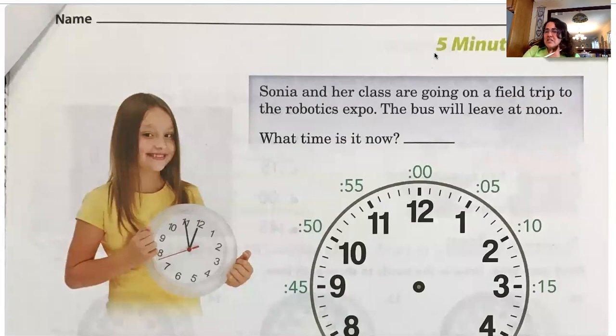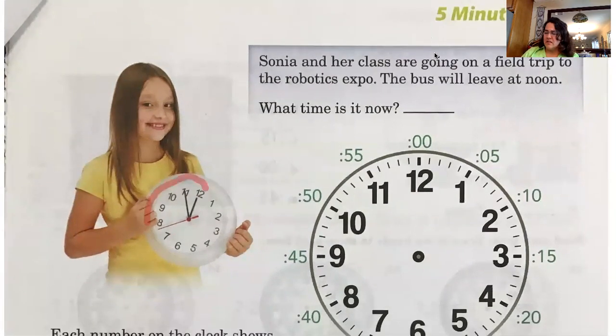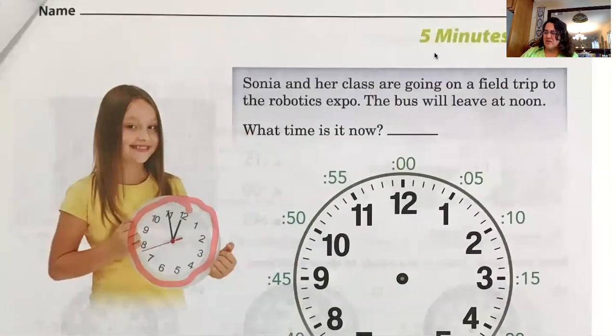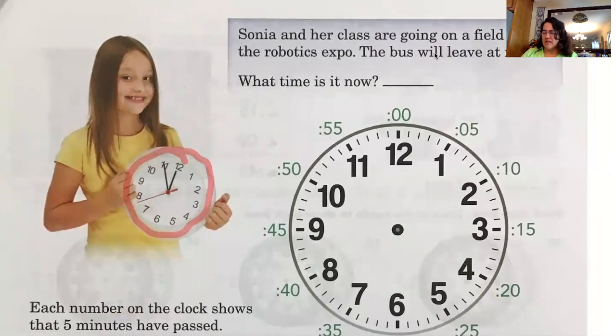And at the top of the page, it says, Sonia and her class are going on a field trip to the Robotics Expo. The bus will leave at noon. What time is it now? Boys and girls, look at the clock that the young lady's holding. What time does her clock say? Her clock says 11:55. Good job, boys and girls. So let's write in 11:55. That's what time it is now on her clock.